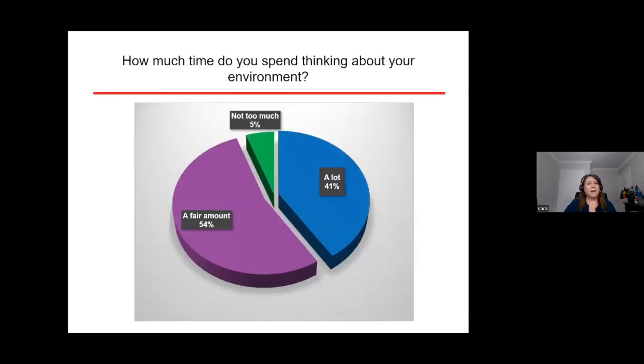Then we asked, how much time do you spend thinking about your environment? A fair amount of you, 54%, said that you do spend a bit of time thinking about your environment, and that's really good. And I think the numbers of so many of you on here tonight indicate that. So thank you for joining. And 41% said that you do spend a lot of time thinking about it, which is great. And then 5%, not too much. So hopefully that 5% just means that you're really happy with the play space that you provide for the children every day.